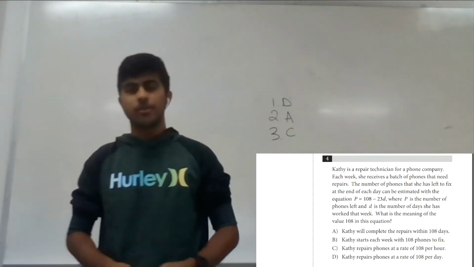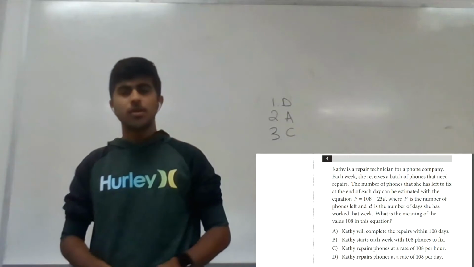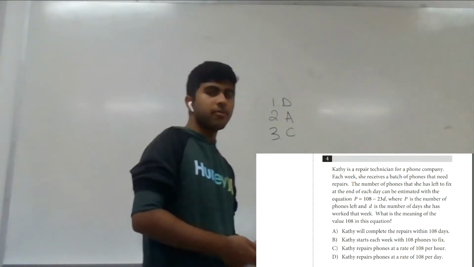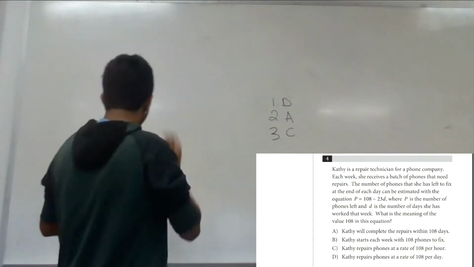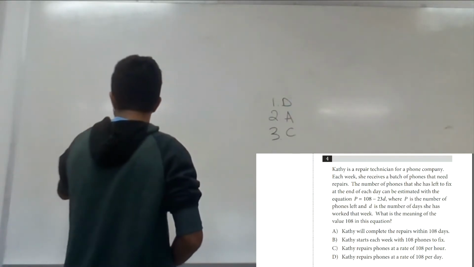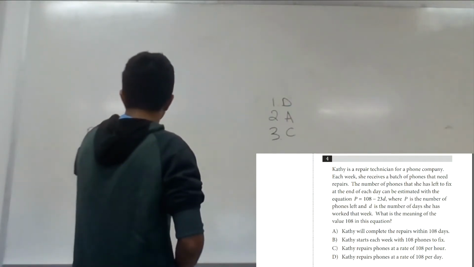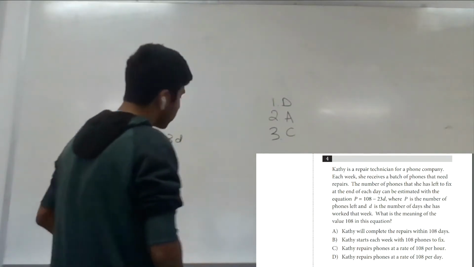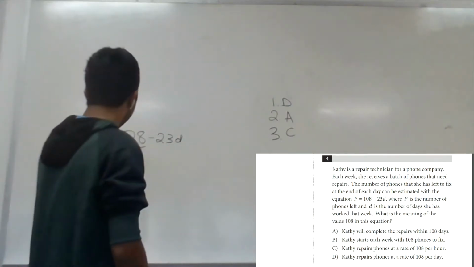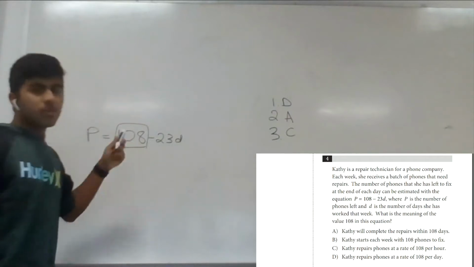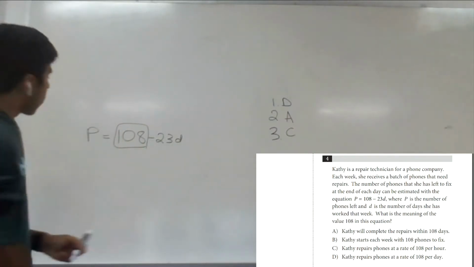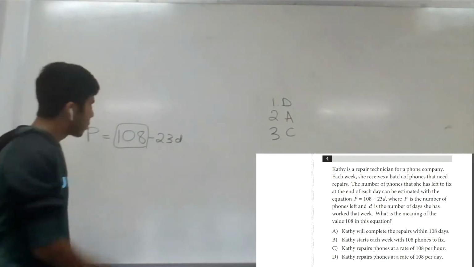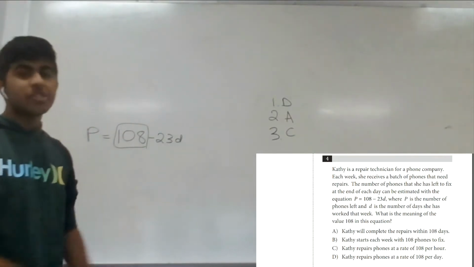Let's think about this. We're told that the number of phones that she has left to fix can be represented as P equals 108 minus 23D. And we want to figure out in this equation what this number right here means. Why is that there? What would be changed if we put a different number there, like 109 or 110?